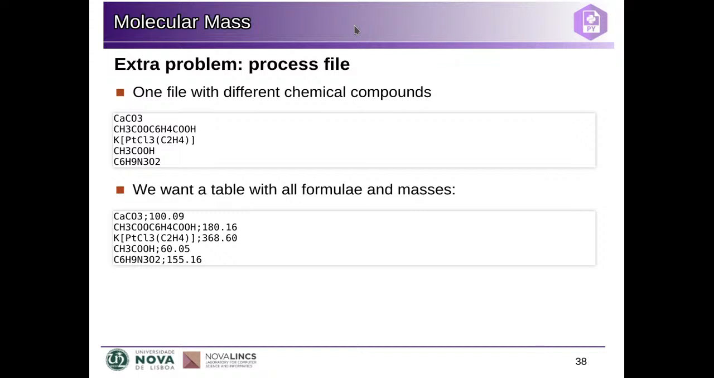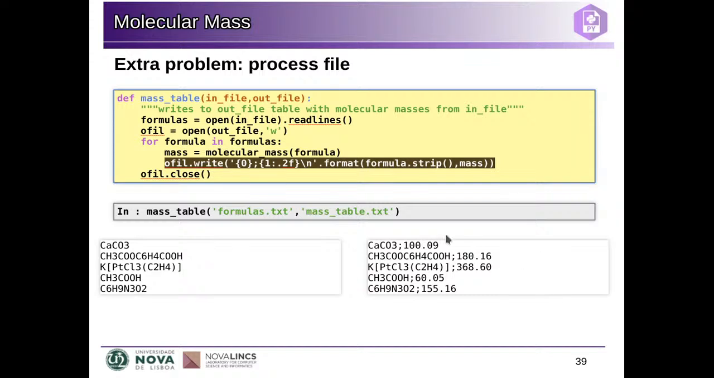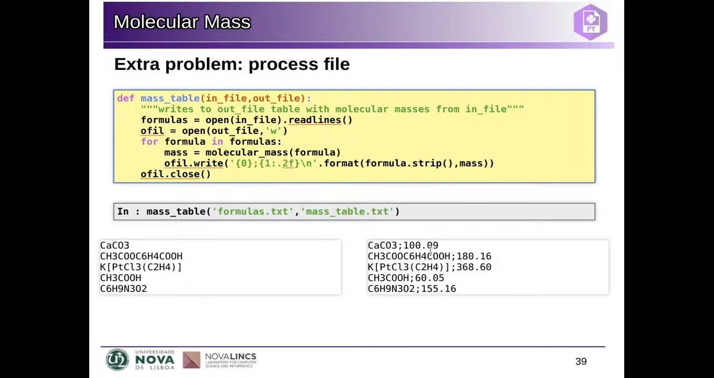So one extra problem: suppose we have now a file with different chemical compounds, and we want to create a table with all the chemical formulas and the corresponding masses. This would be very easy to do. We just add another function that reads the file with all the formulas, opens the report file for writing, and now for each formula it just calls the molecular mass and writes to the file the formula and the mass. Now here I can show you how you can actually format the numbers.